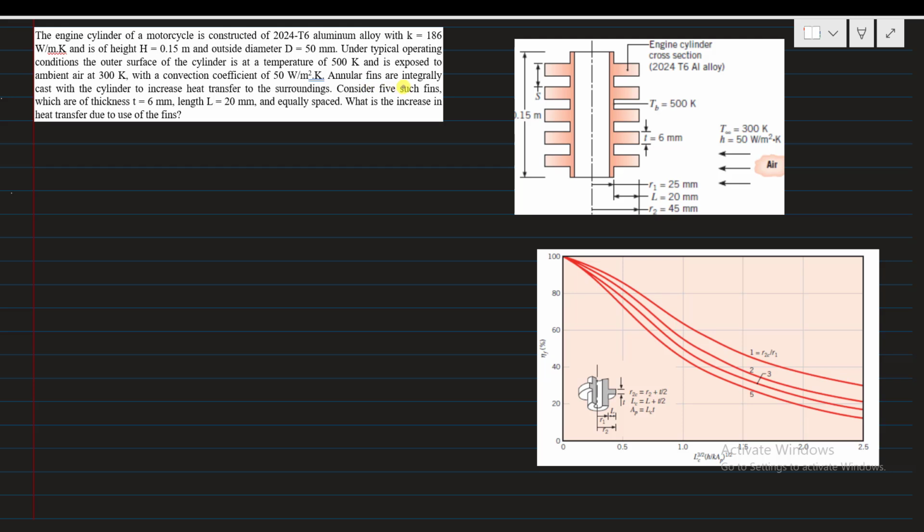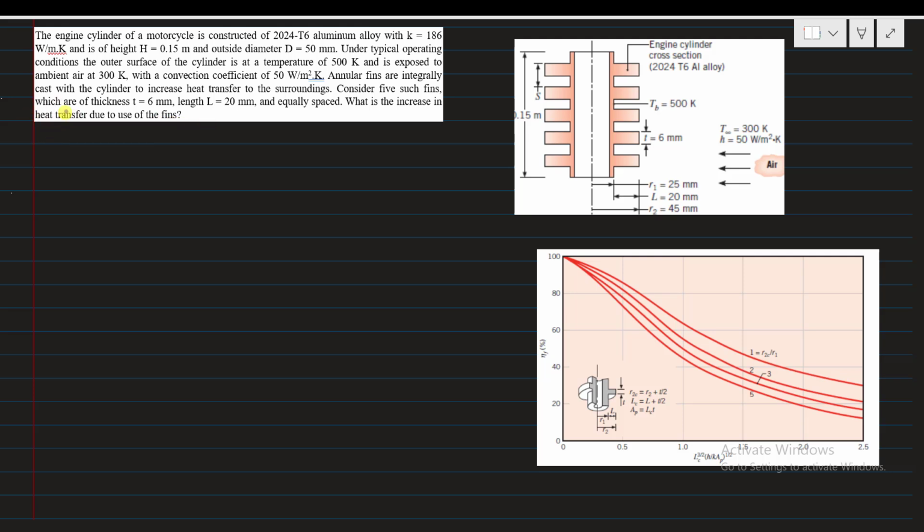Annular fins are integrally attached with the cylinder to increase heat transfer to the surroundings. Consider five such fins which are of thickness t 6 millimeters, length L 20 millimeters, and equally spaced. What is the increase in heat transfer due to use of the fins?